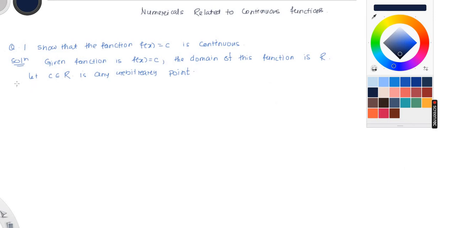Now let us consider epsilon greater than 0, be any positive number. So now mod of f of x minus f of c is equal to what?